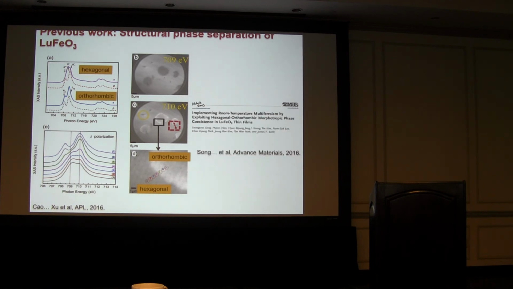It's also interesting that there's another work published almost at the same time. They actually make use of this phase separation between the hexagonal phase and the orthorhombic phase, basically to combine the high magnetic transition temperature of the orthorhombic phase, which is also a ferrite, and the high ferroelectric transition temperature of the hexagonal phase. Basically, they try to make a room temperature multiferroic material.